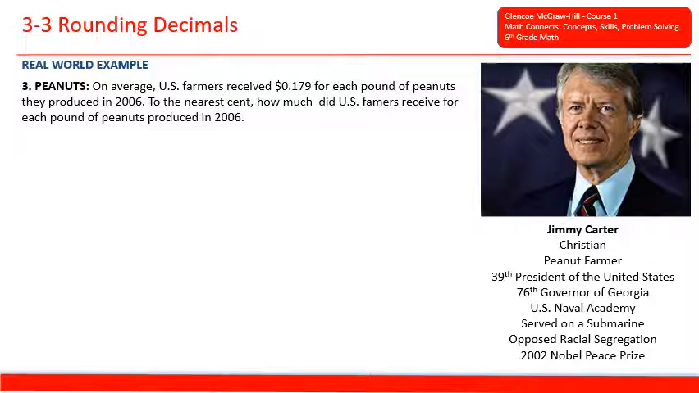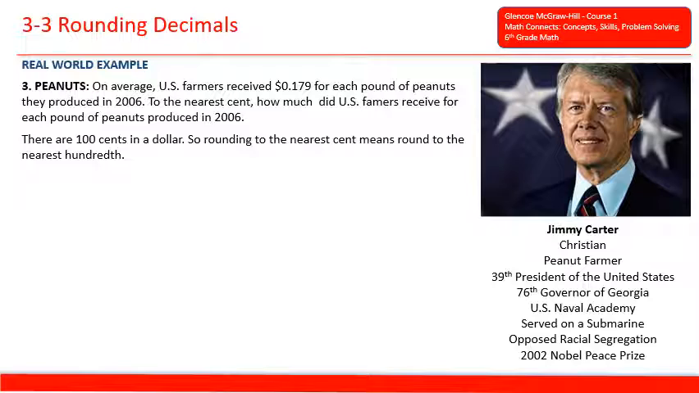So we have to take $0.179, right? Because it's a fraction of a dollar, and we have to round it up because we don't have a coin that goes beyond the hundredth, right? A penny's the smallest coin we have, and that's in the hundredths, and this is in the thousands. So there are 100 cents in a dollar. So rounding to the nearest cent means round to the nearest hundredth.